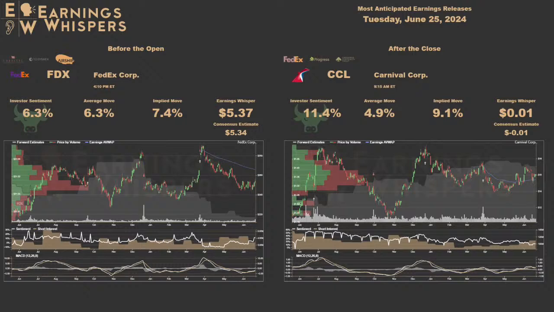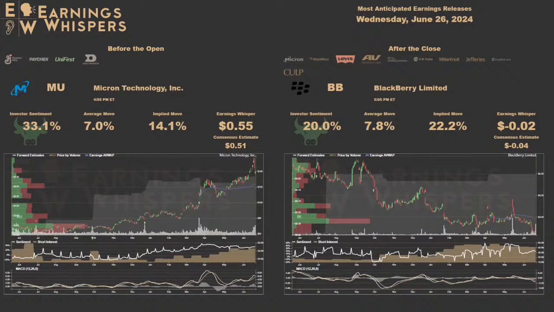At the top of the list this week among investors is Micron, which reports after the close on Wednesday. Have you heard of this AI thing? Yeah, Micron has that. A little later in the evening we'll get results from BlackBerry, which isn't your grandfather's BlackBerry, but the trend remains lower until shown otherwise.